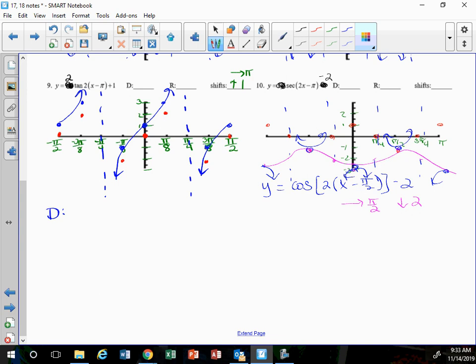Domain. What's it going to be? What can X not equal? Pi over 4, good. Plus or minus? How far apart are they now? Yeah, pi over 2k. And our range.